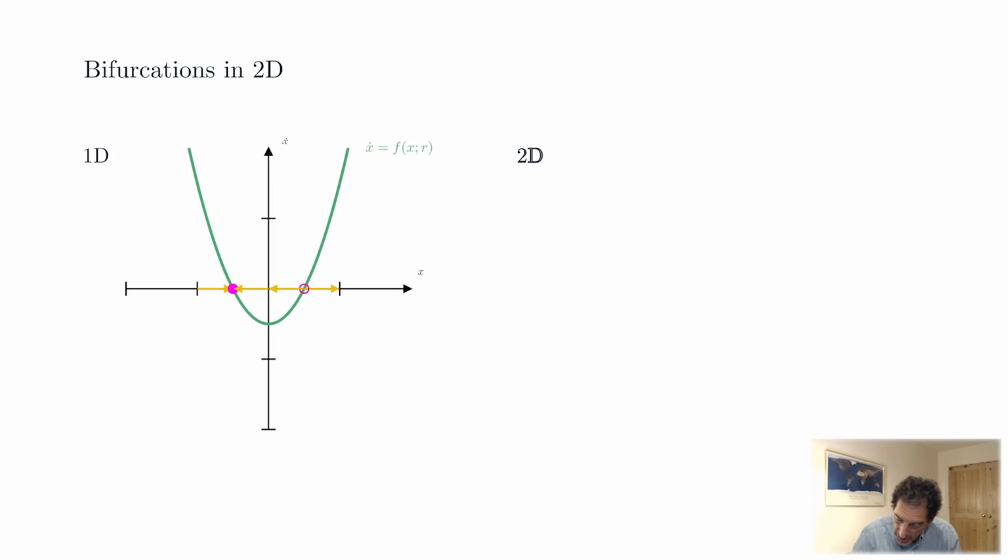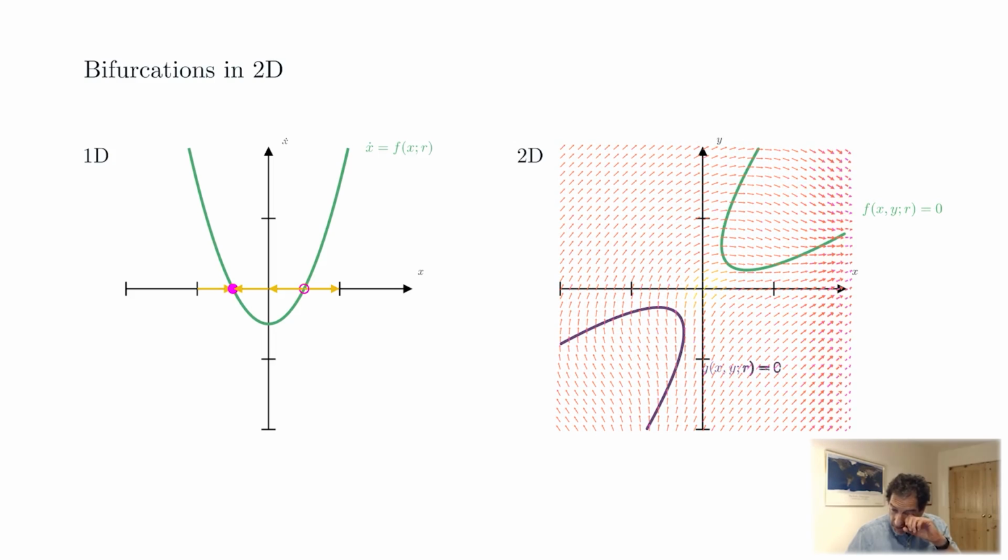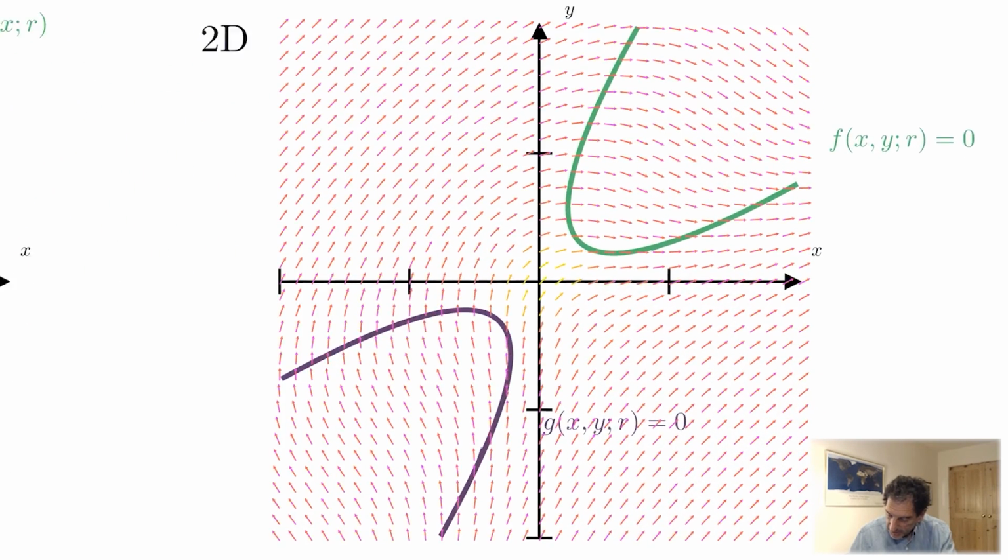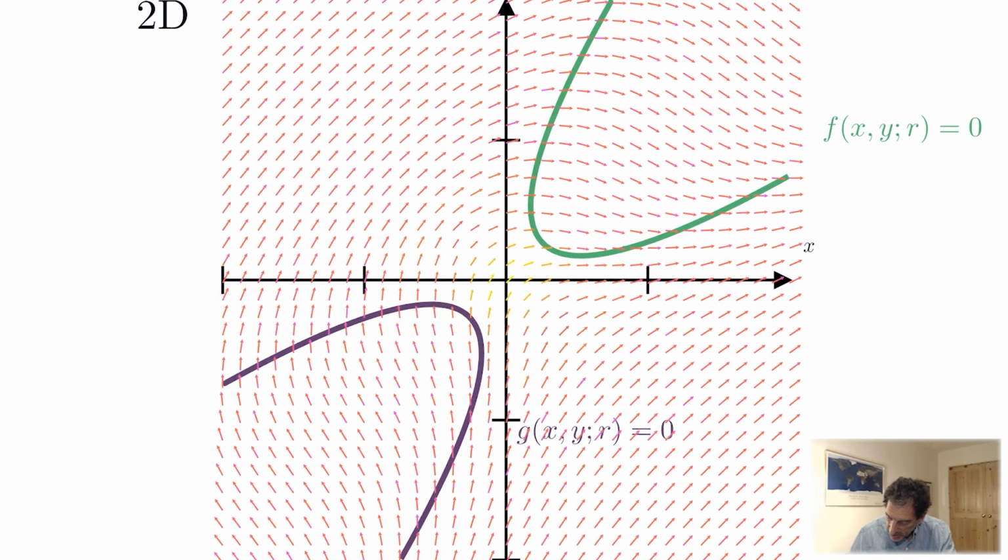Now in 2D, the same type of bifurcation occurs. It just looks a smidgen more complicated, but it's really the same phenomenology. It's more natural to plot things as a function of x and y. So let's imagine that we have 2 null lines where x dot equals 0, y dot equals 0. For example, here is the null line f(x, y, r) equals 0. And here's another curve, a null line g(x, y, r) equals 0.